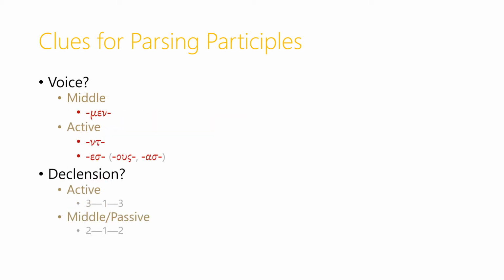What about voice? Well, if we have men, then it's going to be middle, or if it's present, it could also be passive. If it's active, we're going to see either nu tau or some version of that S feminine active voice marker. What declension should we look for in the endings? If it's an active participle, think 3, 1, 3. Third declension in the masculine, first declension in the feminine, third declension in the neuter. If it's middle or passive, think 2, 1, 2. Still first declension in the feminine, but now second declension in the masculine and neuter.